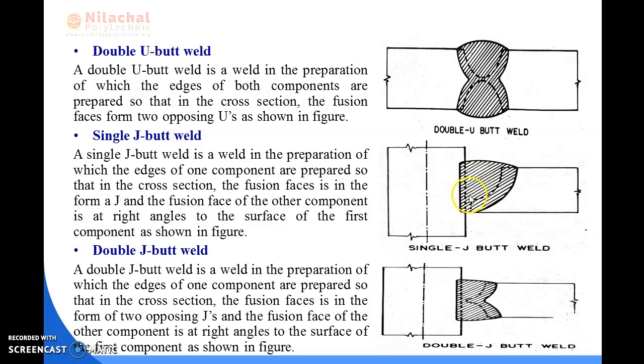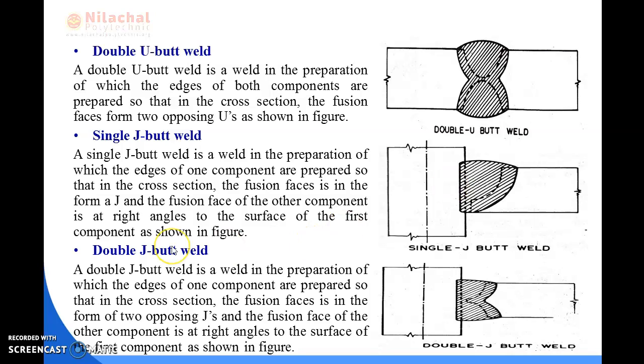So you can see here the two plates are connected by welding, and among the two plates, one plate is cut as a letter J and the other plate is provided at right angles to the face of the other plate. So here you can see this portion looks like a letter J, and after that welding is provided. So this kind of fusion or this kind of welding connection is known as your single J butt weld.